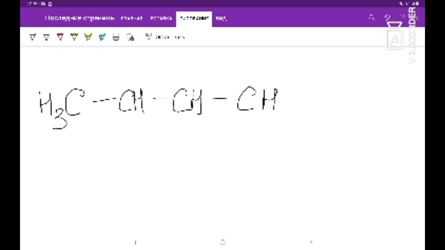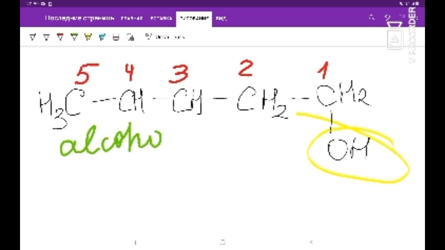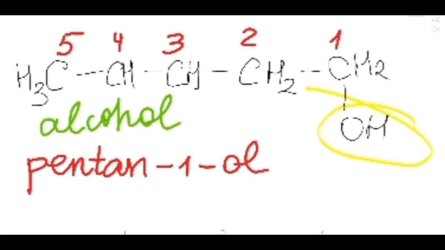Well, now let's take another example. For example, let's suppose we have such a molecule. Here, the functional group is OH, the hydroxyl group, so it's an alcohol. The numeration will start from the side that is closer to the functional group. We have 5 carbons, so we will use the foundation pent. It is a pentane, but it has a hydroxyl group, so it's pentanol. The hydroxyl group is on the first carbon, so it will be pentan-1-ol.